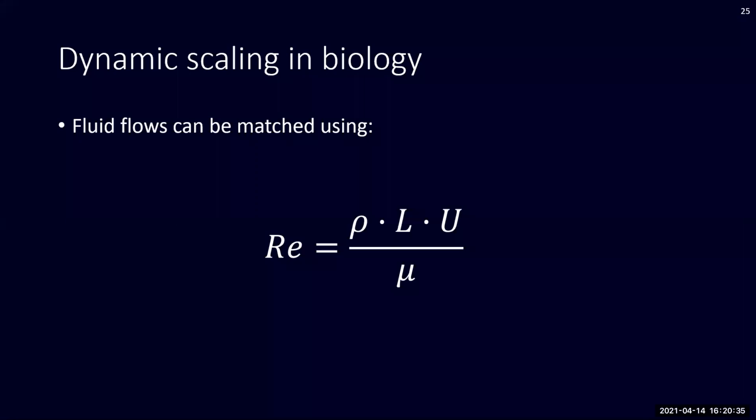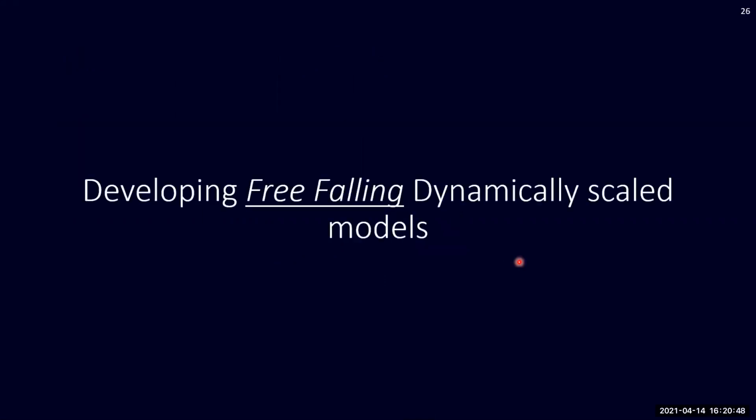And as you will certainly know, our Reynolds number is calculated using the density of the fluid, characteristic length, U speed, and mu dynamic viscosity. My PhD was looking to develop free-falling dynamically scaled models, and the first step is to examine those forces and equations governing the system so that we can determine what pi terms are needed to match.